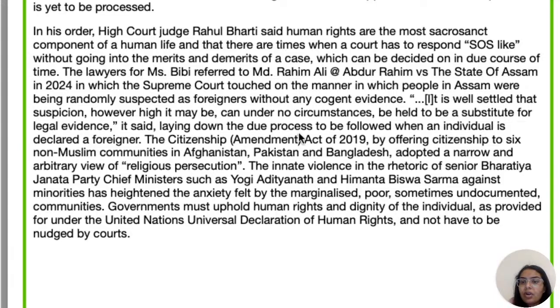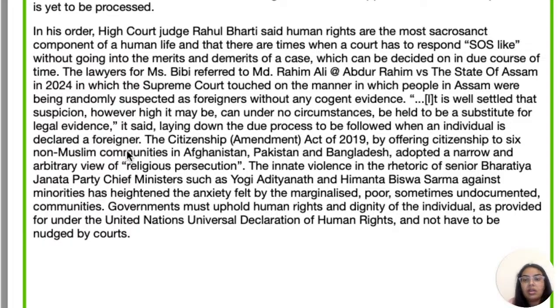Laying down the due process to be followed when an individual is declared a foreigner. So कोई individual को foreigner माना जा रहा है. So there is a due process that should be followed. Not just कि लोग जो बोल रहे हैं या फिर baseless evidence है उसको follow करा जा सकता है. Okay.